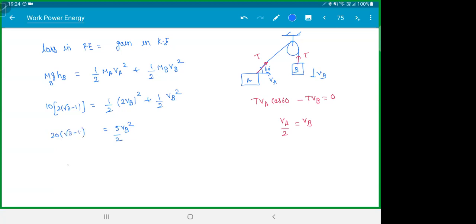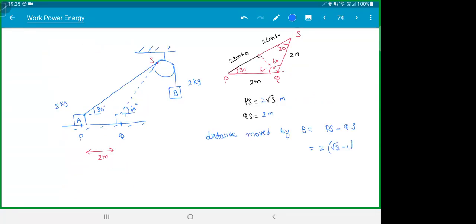5s are 4s are 8s are. So VB is equal to the root of 8 into root 3 minus 1. I hope I'm right. 5, 4, 2, 8 looks right. So VA will be VB by 2. That's your answer, everyone. Check the steps.